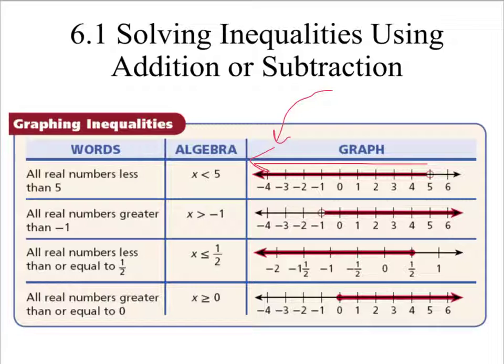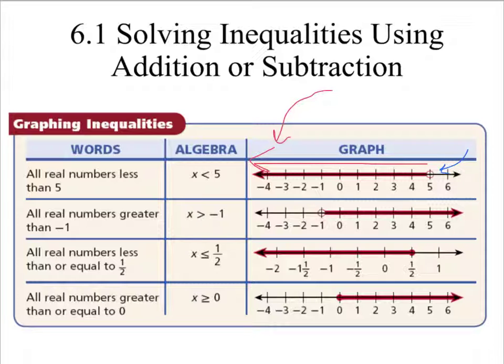Now, when you look at this, it has an open circle, an open dot, as I like to call it. That open dot means that every number up to 5 is going to be included in that inequality. 5 is not included with an open dot. That means 4.9999999999999999999 is included, and then an infinite number of 9s behind that. But 5.0 is not included with that open dot.